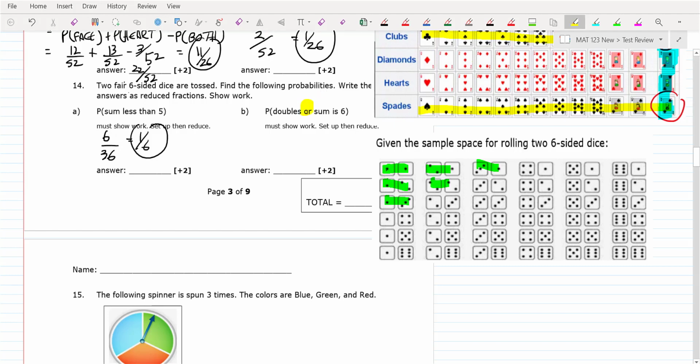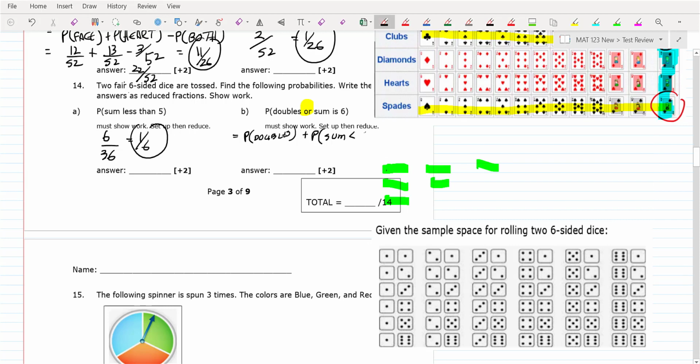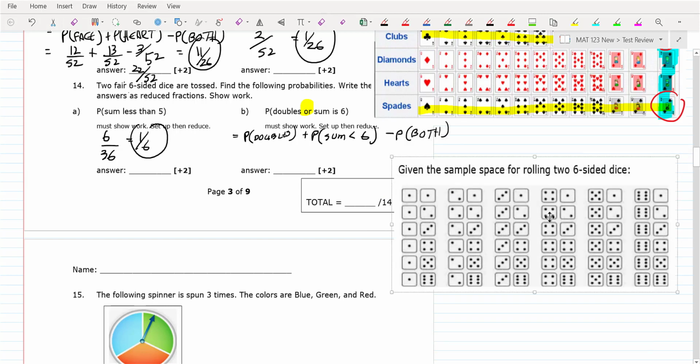All right, now you got to check this one out carefully. It's an OR probability. So what's your thought? Immediately you need to think of that formula. What I would do on this one is start by writing the formula, maybe in words. It would be the probability of doubles plus the probability that the sum is less than 6 minus the probability of both. I got an OR probability, so you need to immediately go to that formula. If you do that, you got a good chance of being very successful on this.